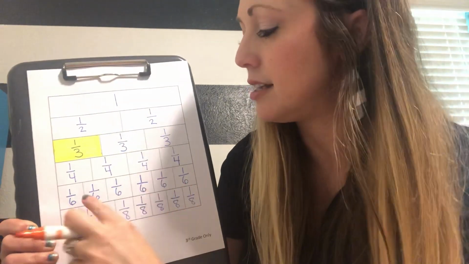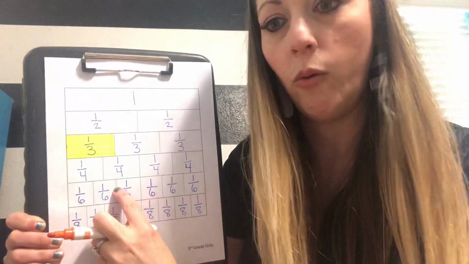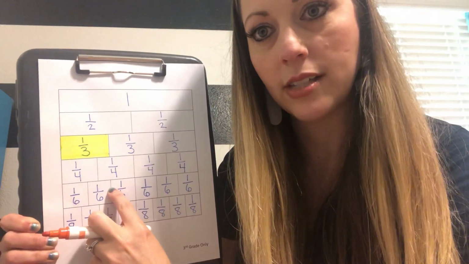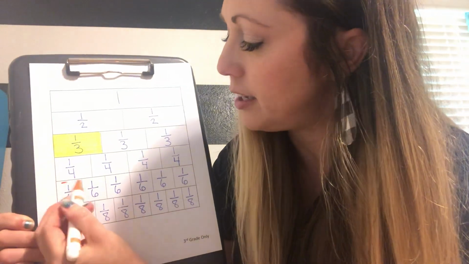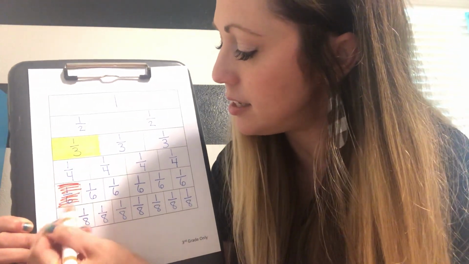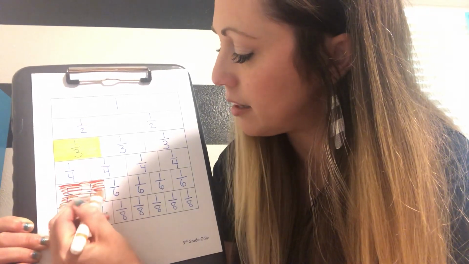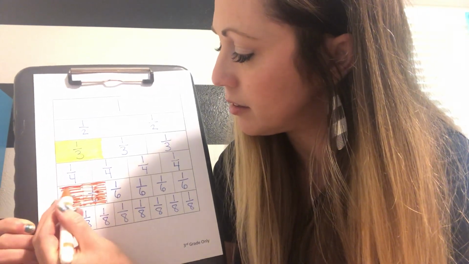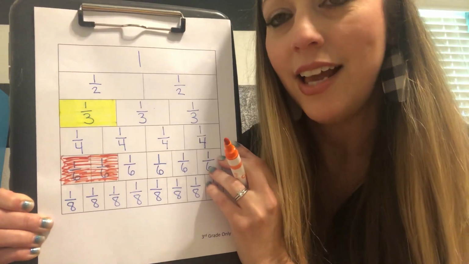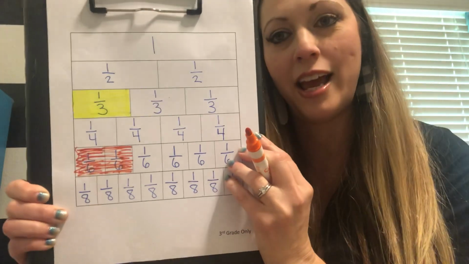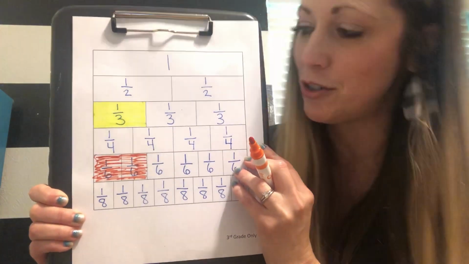What about my 6ths? Let's see, 1/6 is not long enough. 2/6, oh, wait a minute. That looks like it's the exact same length. Well, let's just shade that really quickly to see if it's the same length. All right, guys, look at that. It is the exact same size piece, the same length on our fraction strip page.